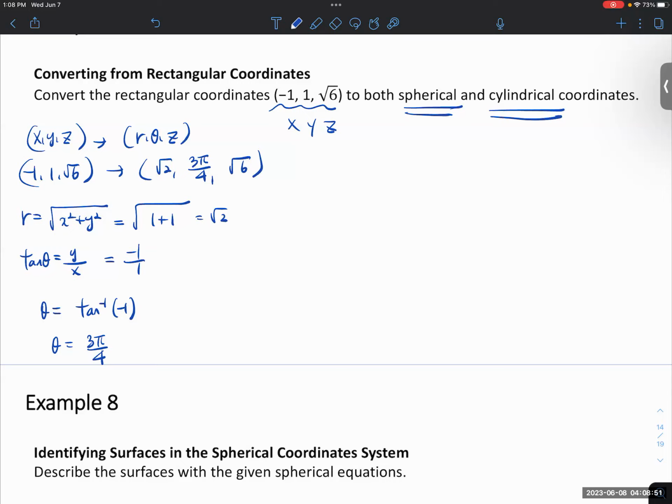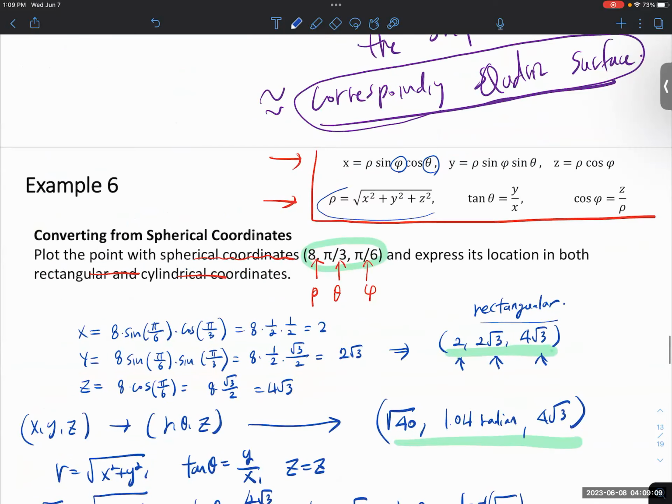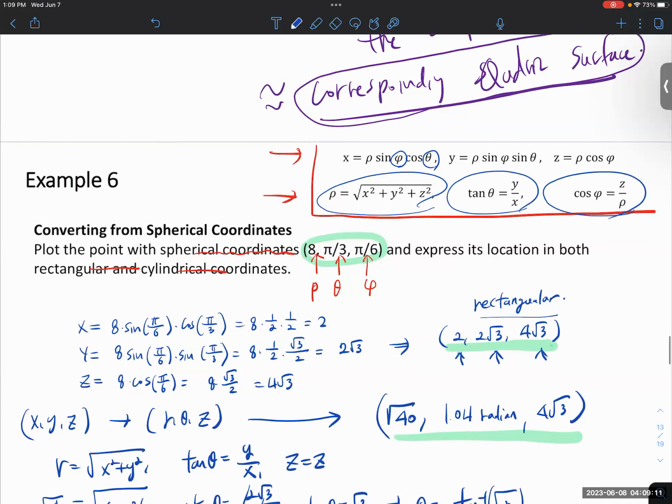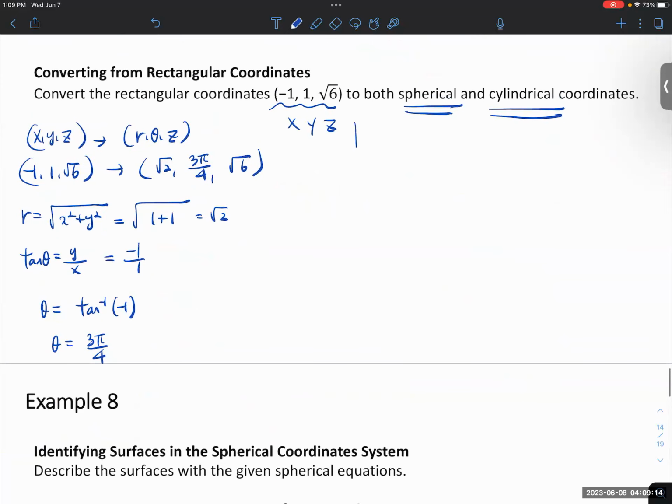So now you have x, y, z, and r, theta, z. So you can convert it to spherical. So what do you want to do first? We practiced that, right? A little bit long formula. So we're going to use this. We're going to find out rho equals radical x squared plus y squared plus z squared. So if you calculate it, 1 plus 1 plus 6, radical 8, that's going to be rho.